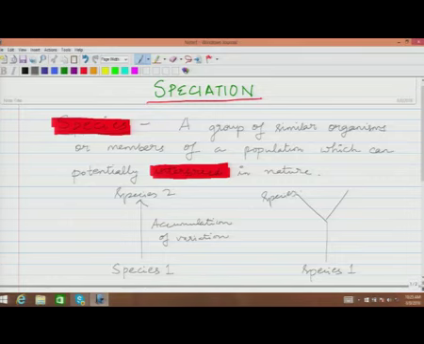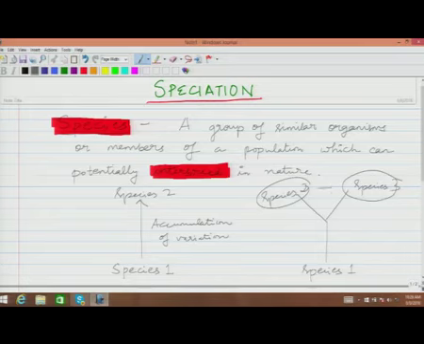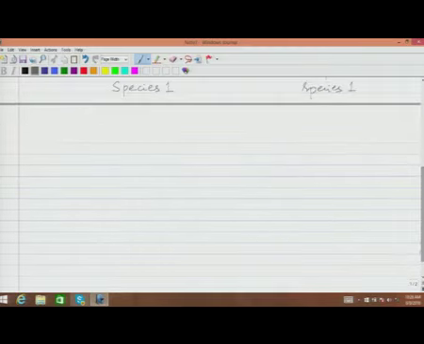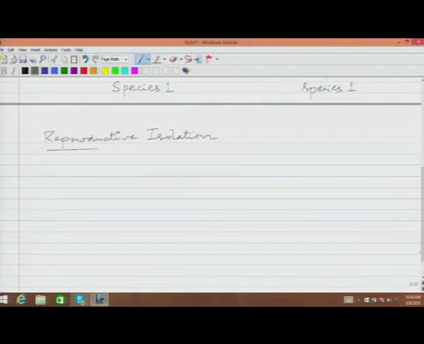So, like there will be branching and there can be species 1 and species 2 and species 3 can be formed. But how? What has happened over a period of time so that this species has emerged from this species and this one also, but they are no more able to reproduce? In order to explain this, I will try to give you the concept of reproductive isolation. Reproductive isolation means a new species can emerge from a group of homogeneous population if there is reproductive isolation. And how can reproductive isolation occur?